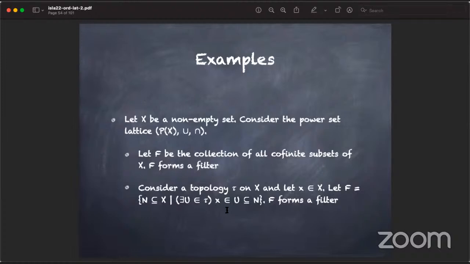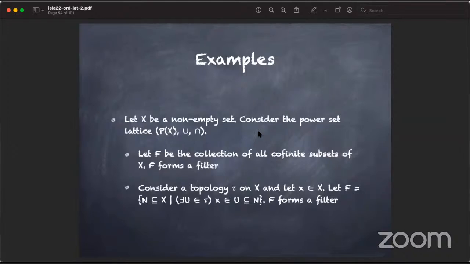So it is closed under intersection. And of course, it is closed under superset as well. So as you can see, this collection of subsets forms a filter. Is it clear, everybody? Yeah. Okay.